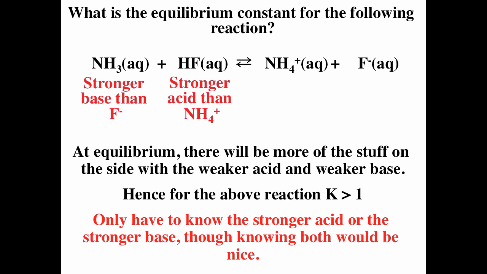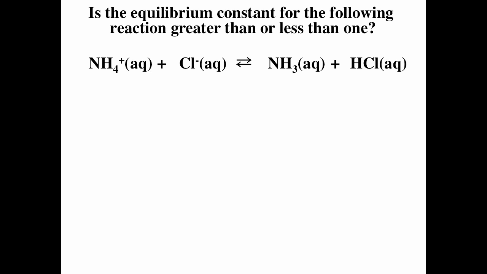And so because the stronger acid and stronger base are on the left-hand side, stronger in this case means more reactive. At equilibrium, we should end up with more products, and so the equilibrium constant for this top reaction should be greater than 1. We can also look at this reaction.